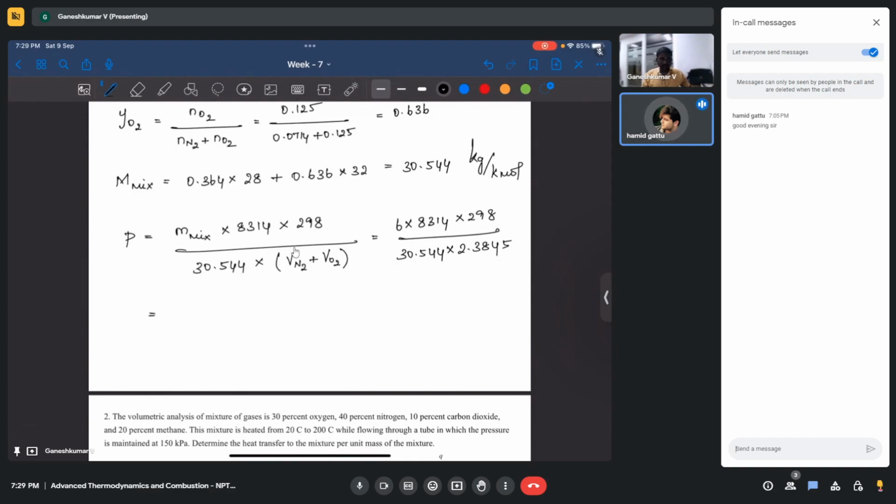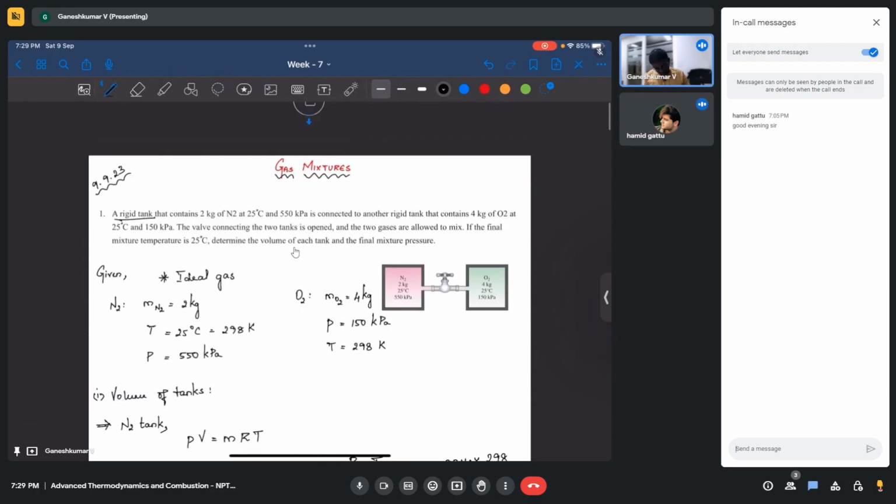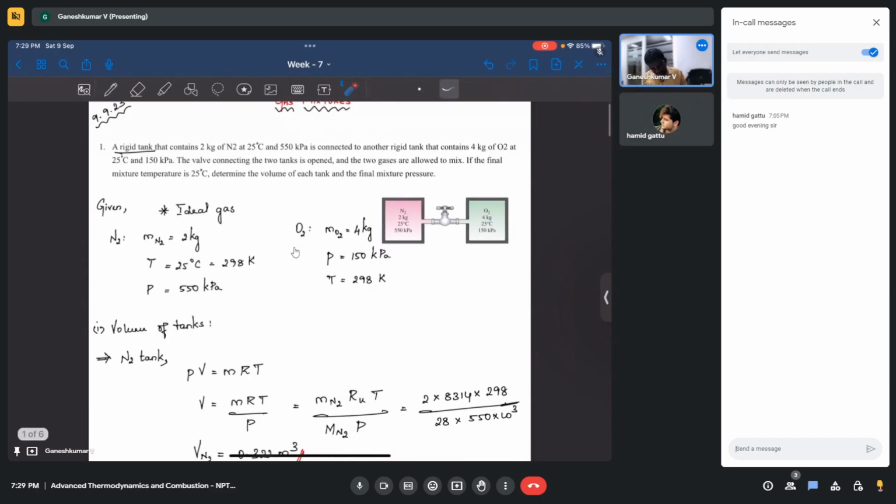Sir, is the final temperature given in the question? Yeah, if you look here, the mixture temperature is also given. It's 25 degrees. So they are telling us that after mixing also, it's a rigid tank, so the temperature remains the same. That is what they are telling. Okay, sir.